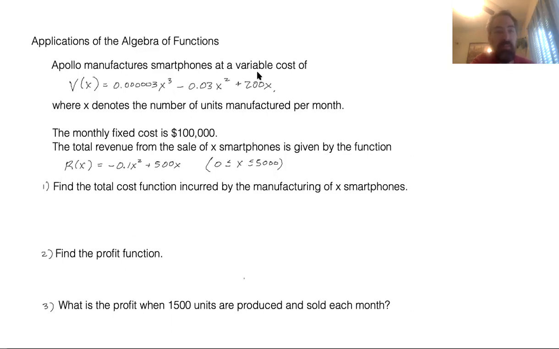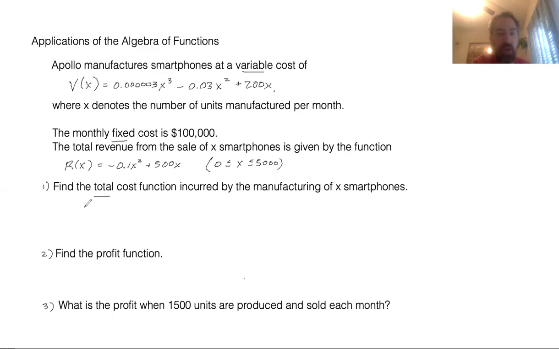Now, we're given the function for the variable cost, and then we're given the monthly fixed cost. The total cost function is the sum of the variable cost plus the fixed cost. Now, the fixed cost is maybe the monthly rent, right? This is some amount that you're going to pay no matter how many units that you produce, where the variable cost will change based on how many of those cell phones that are manufactured.